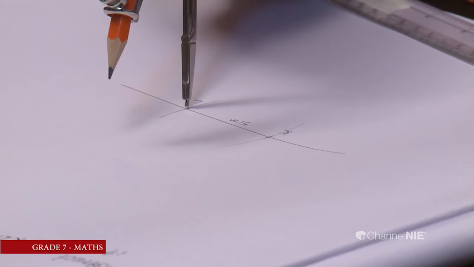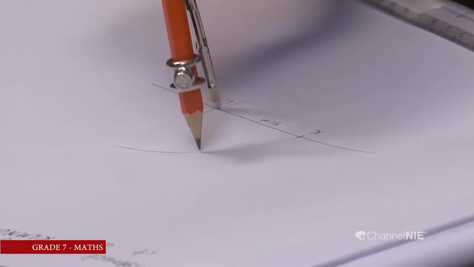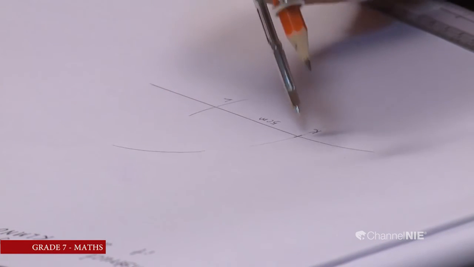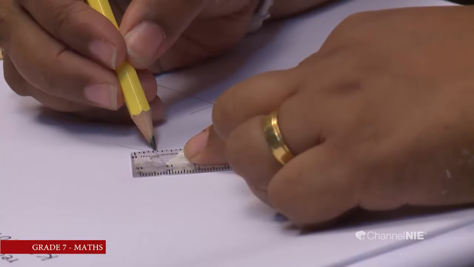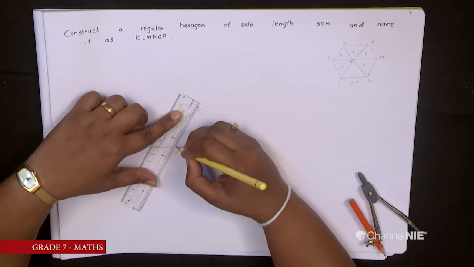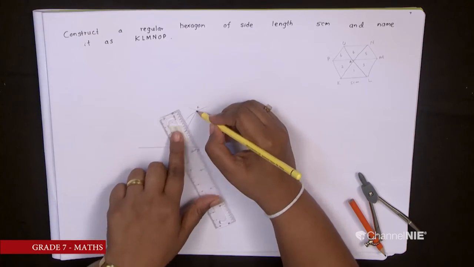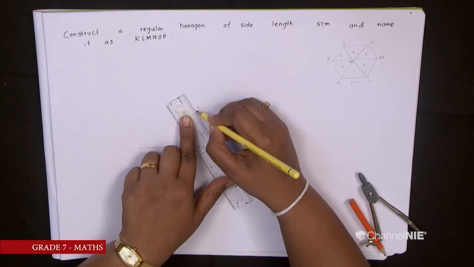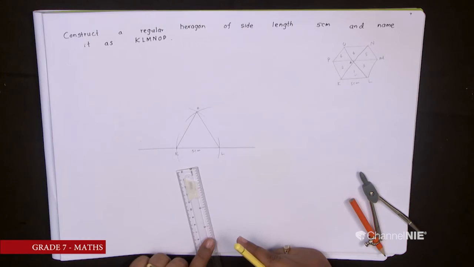Then once again, I am going to place my pair of compasses on L and then I am going to draw an arc. Then I will place my pair of compasses on K. Once again, draw an arc. Now I have constructed the point, that is point A. So I will join the points KA and AL. Now we have completed constructing the first triangle.